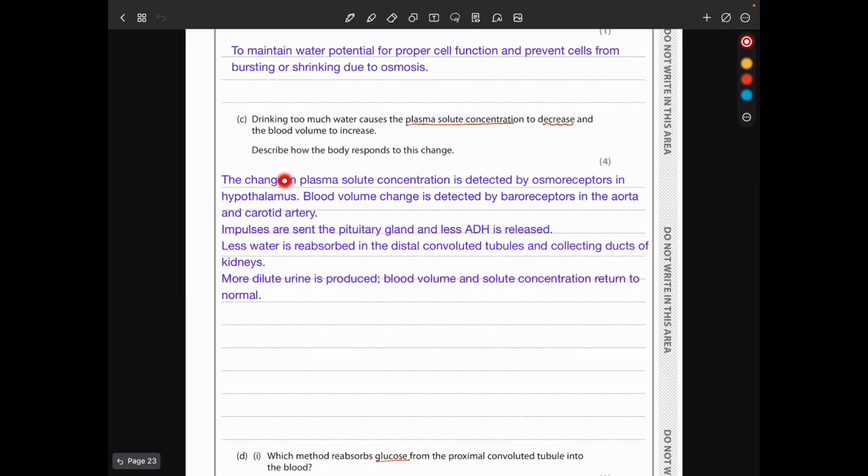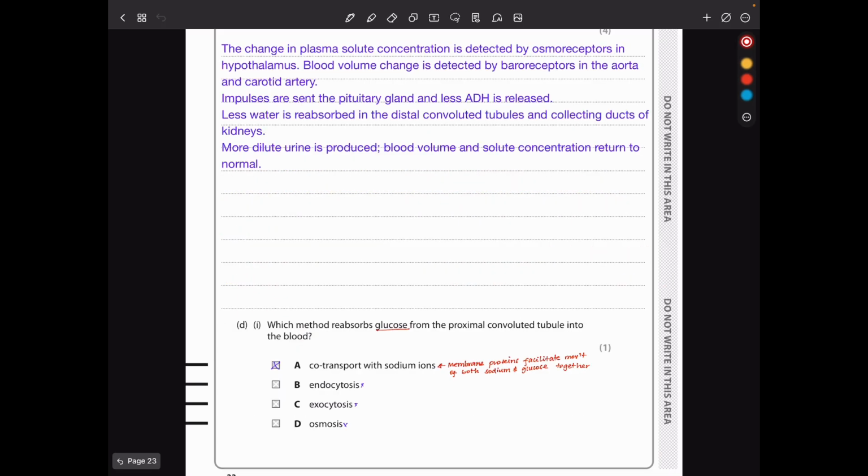So I say the change in plasma concentration is detected by osmoreceptors in the hypothalamus. Blood volume change is detected by baroreceptors in the aorta and carotid artery. Impulses are sent to the pituitary gland and less ADH is released. Less ADH will be released if there is increase in blood volume. So less water is reabsorbed in the distal convoluted tubules and collecting ducts of the kidneys. More dilute urine is produced, the blood volume and solid concentration returns to normal.